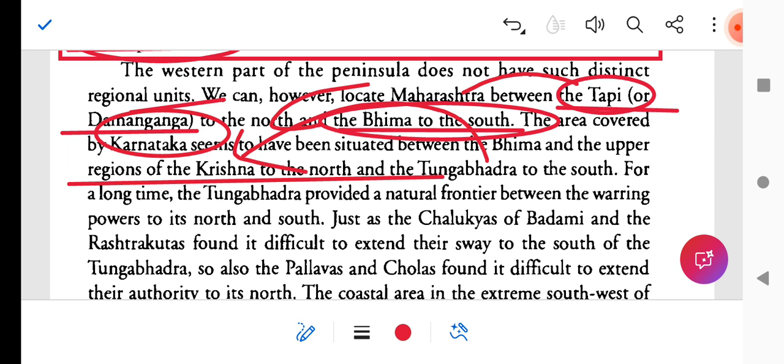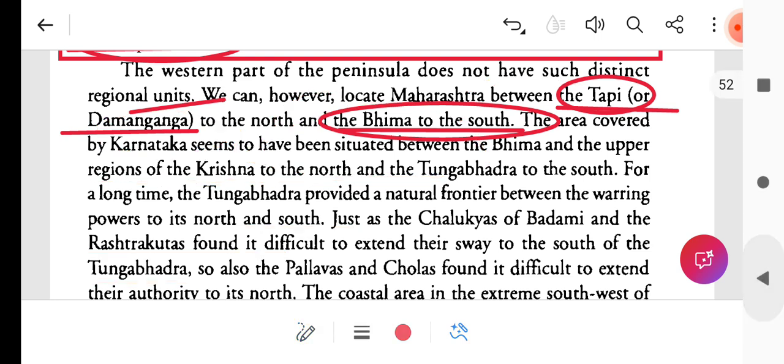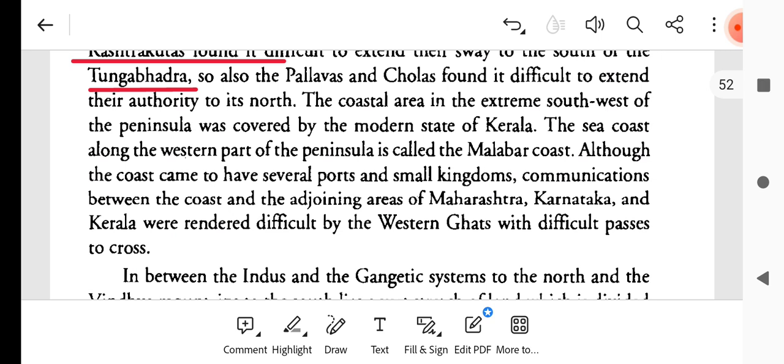For a long time, Tungabhadra provided a natural frontier between the warring powers to its north and south, just as the Chalukyas of Badami and the Rashtrakutas found it difficult to extend their sway to the south of the Tungabhadra. So also the Pallavas and Cholas found it difficult to extend their authority to its north.